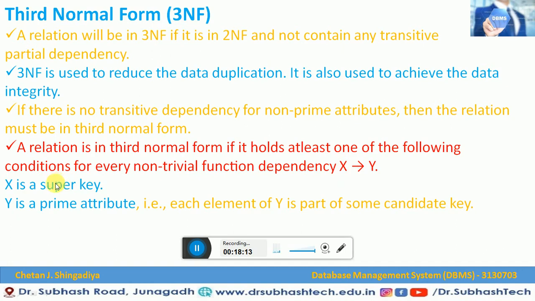Then X must be a super key, or Y is a prime attribute, that is, each element of Y is a part of some candidate key. If such functional dependencies exist in our table, then we can say that the relation is in third normal form. So this is a simple understanding of third normal form.